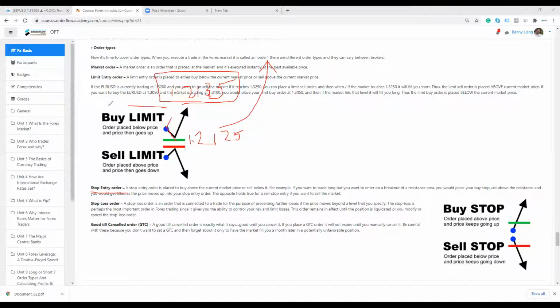So when you put a limit order, in this case a buy limit, it means that you are telling the broker, get my order filled at the price I want, or better. Anything worse than 1.2125, I'm not interested.